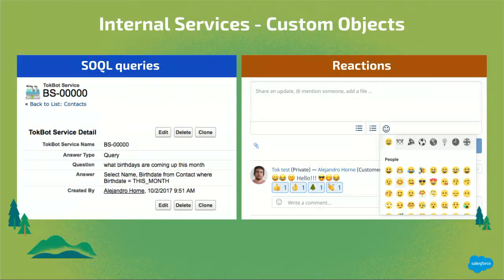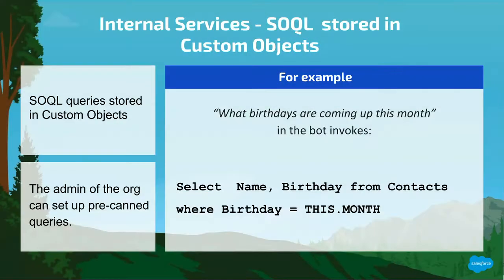Cool. So now we're going to go over a couple of internal services that are also integrated into Chatter. And the first one is our SOQL queries, and the other one is reactions. So SOQL queries are basically custom SOQL queries that are stored in an object. And it's basically a pairing between the invocation and the query itself.